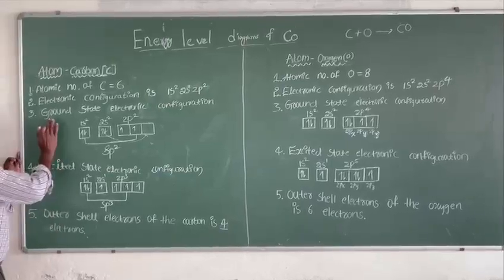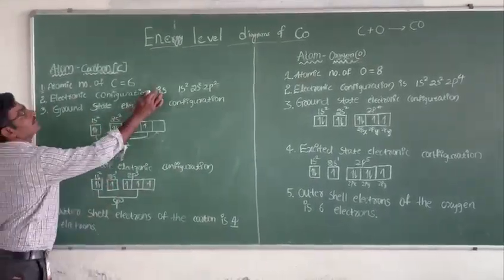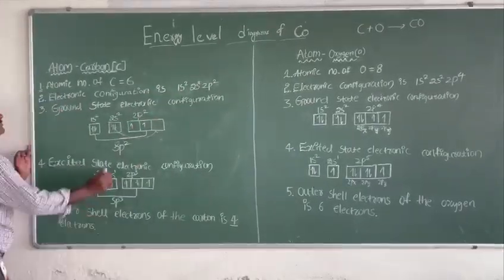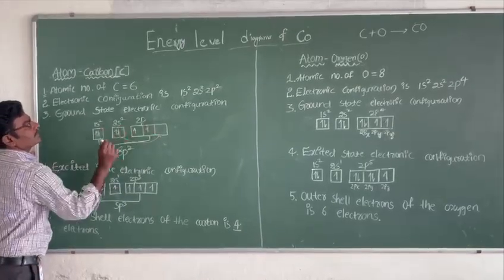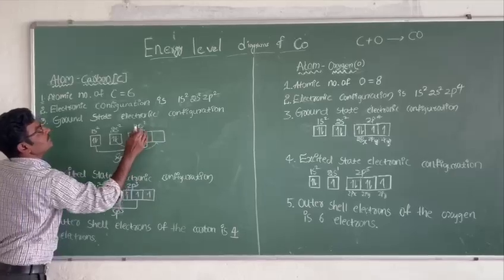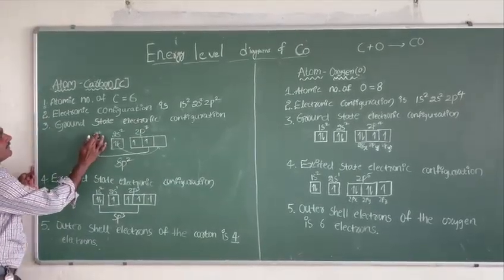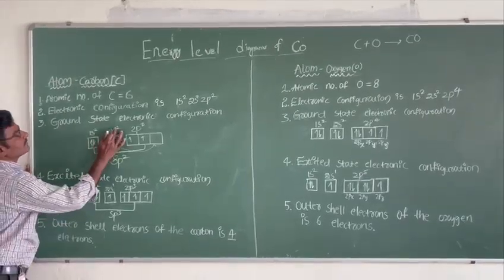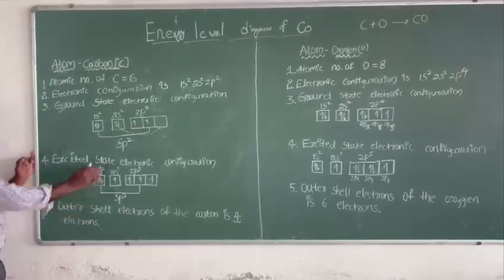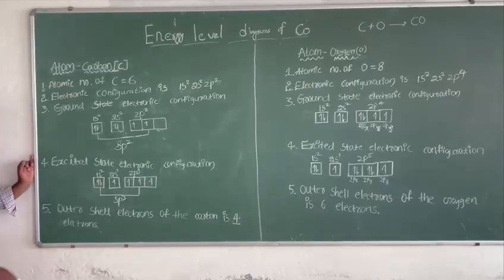Next is the ground state electronic configuration: 1s2, 2s2, 2p2. In the 2p shell, 2 electrons are present, so you have to write 2p2. So the 1s has 2 electrons, 2s has 2 electrons, and 2p has 2 electrons. This one is sp2 hybridization.